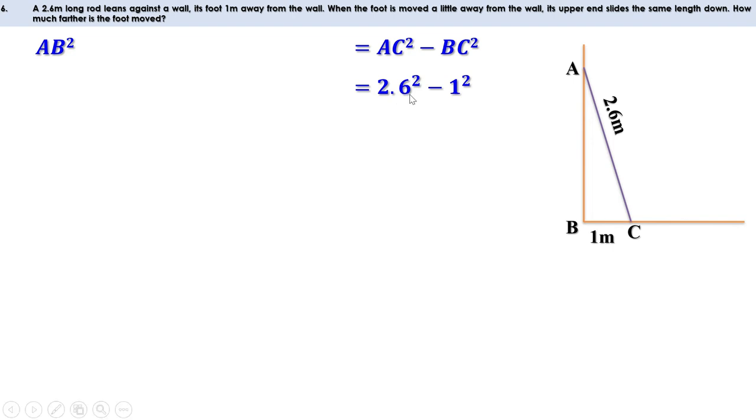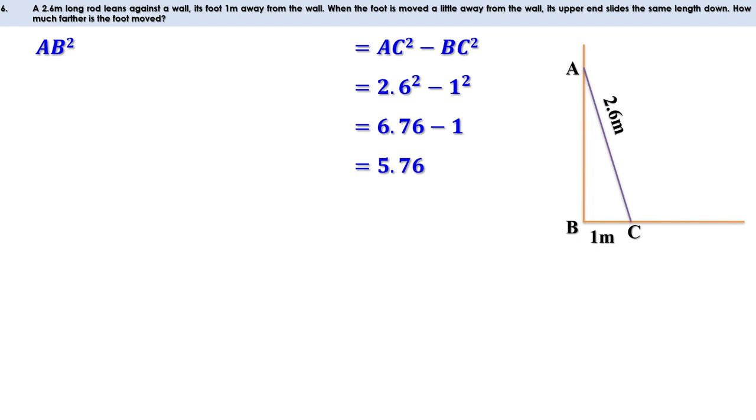There is one digit after the decimal point in this number. So in its square, there will be two digits after the decimal point. Therefore, the square of 2.6 is 6.76, and 1 square is 1. So we can write this as 6.76 minus 1. Subtracting, we get 5.76. AB square is 5.76.